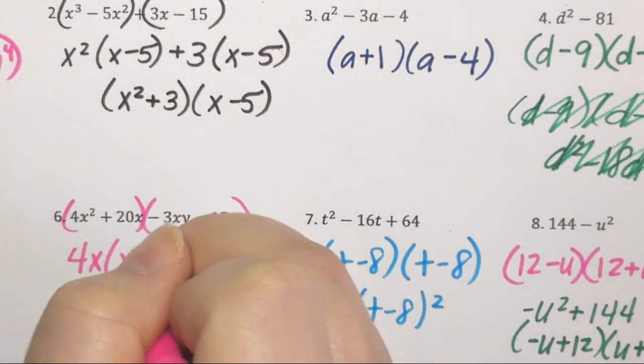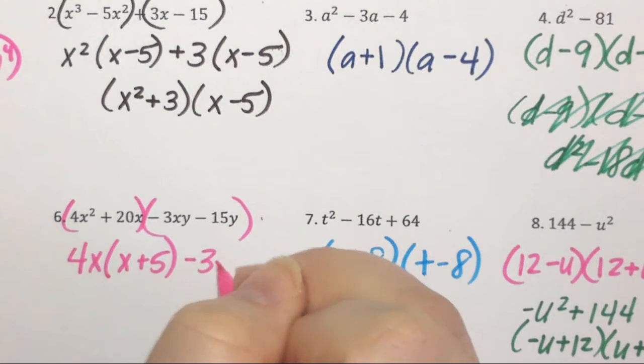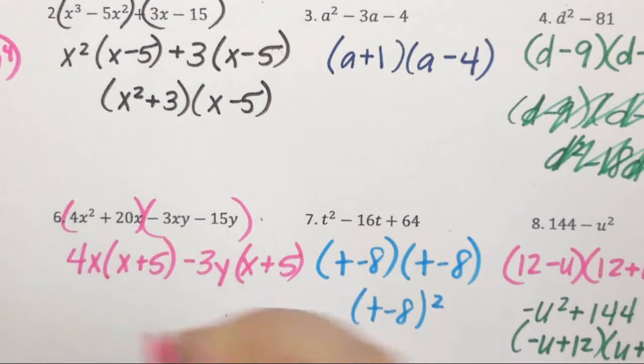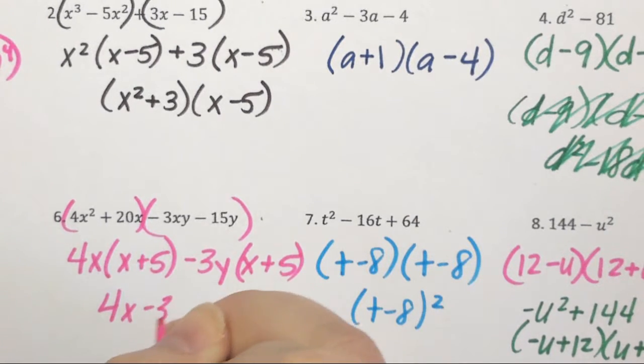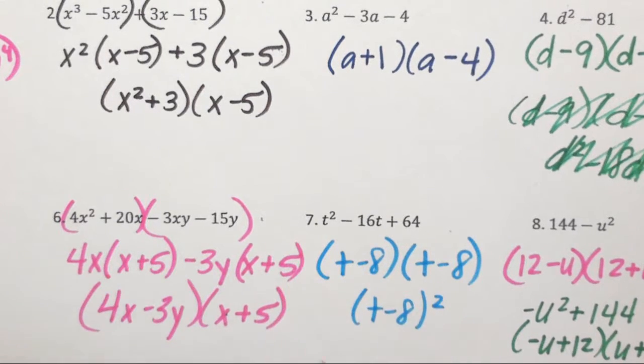X plus 5. Negative 3y. X plus 5. You have a point for that. So my final answer is 4x minus 3y, x plus 5. Terrific.